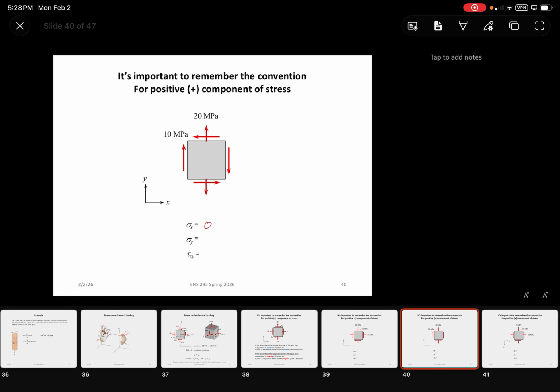What about sigma y? 20? That's what you said. Positive or negative? Yeah, positive. And then tau xy. Yeah, it would be 10. Negative 10. Awesome.